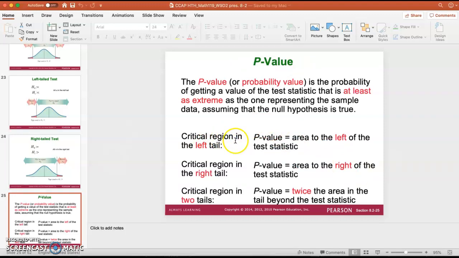And so the critical region in the left tail just means the p-value equals the area to the left of the test statistic, so less than. Critical region in the right tail, the p-value equals the area to the right of the test statistic, so greater than probability. And then critical region in two tails, the p-value equals twice the area in the tail beyond the test statistic. Or it could just be adding up the less than and greater than probabilities.